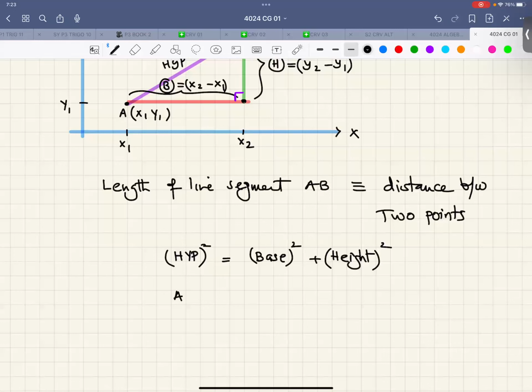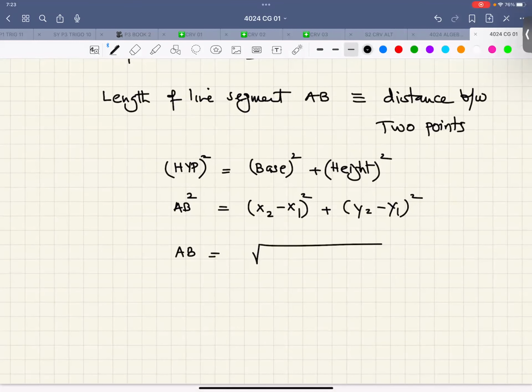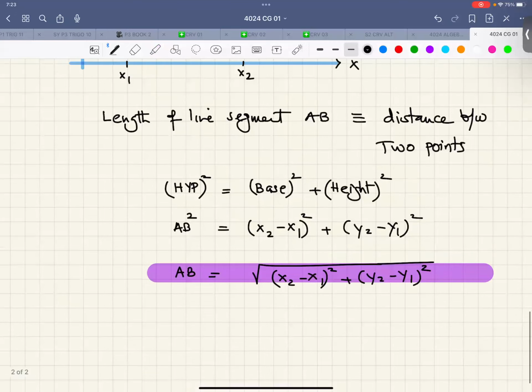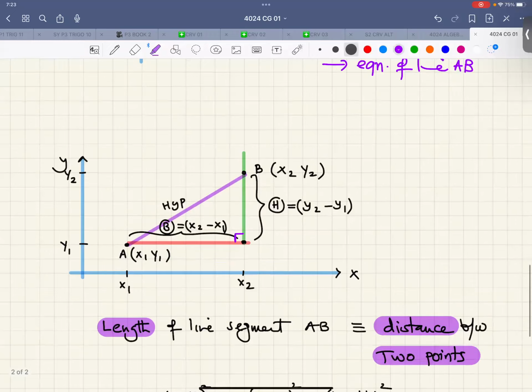Now, hypotenuse square is AB square, base square is x2 minus x1 whole square, height square is y2 minus y1 whole square. Therefore, AB is equal to square root of x2 minus x1 whole square plus y2 minus y1 whole square, the whole thing under root. That is how we get the formula for length of the line segment AB as well as the distance between 2 points A and B. So that's how the distance formula came into being.